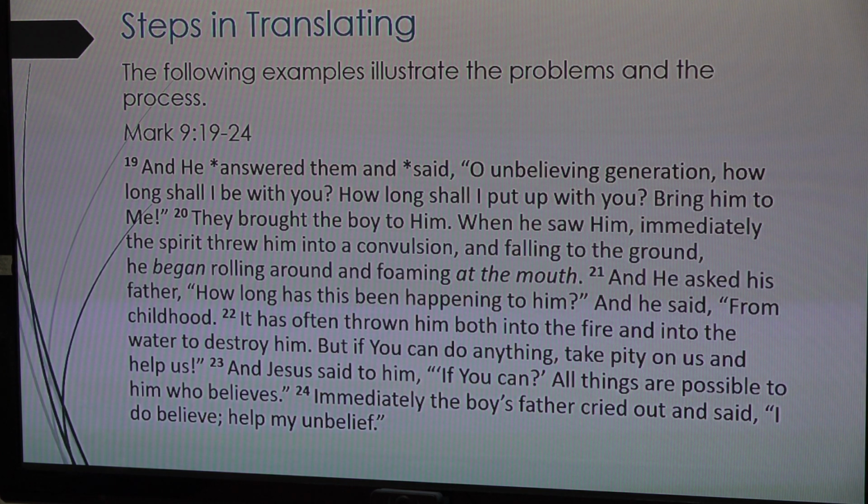And he asked his father, "How long has this been happening to him?" And he said, "From childhood. It has often thrown him both into the fire and into the water to destroy him. But if you can do anything, take pity on us and help us." And Jesus said to him, "If you can, all things are possible to him who believes." And immediately the boy's father cried out and said, "I do believe. Help my unbelief." Okay.